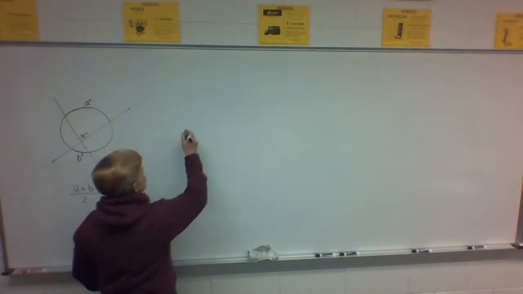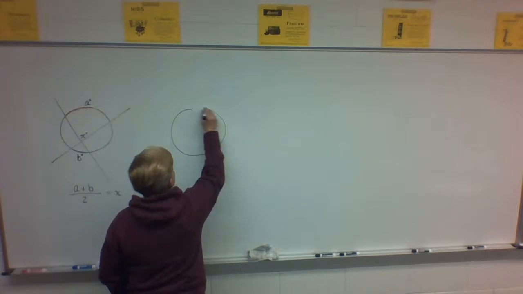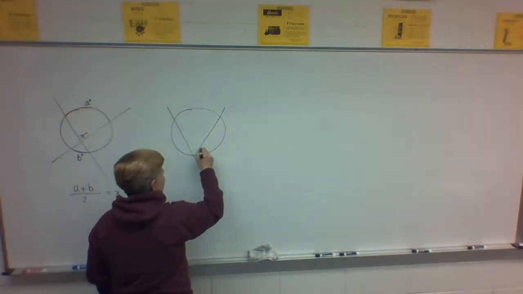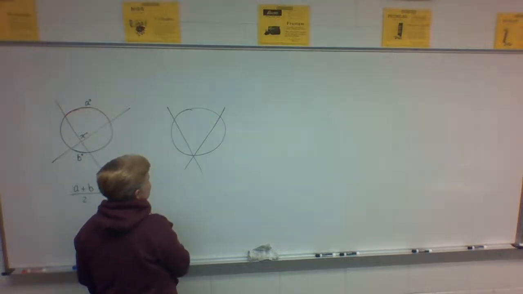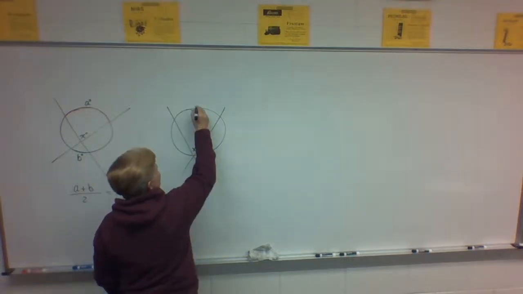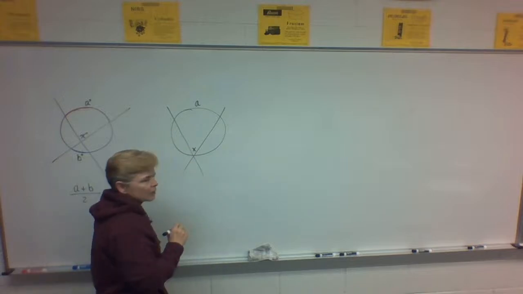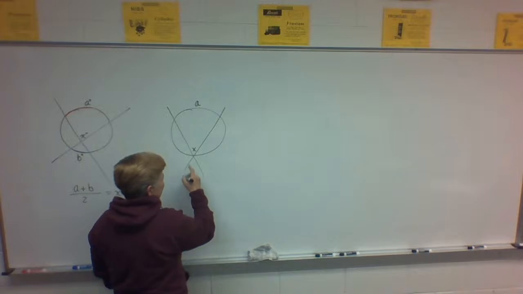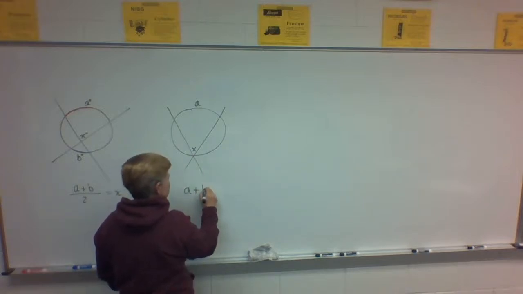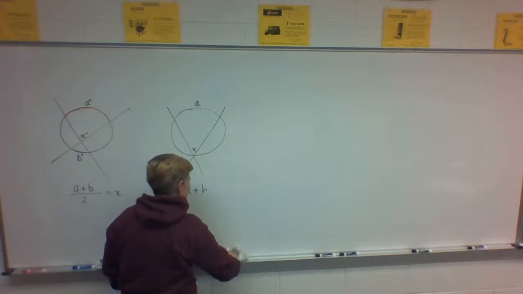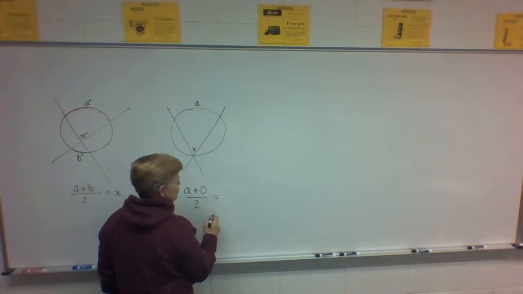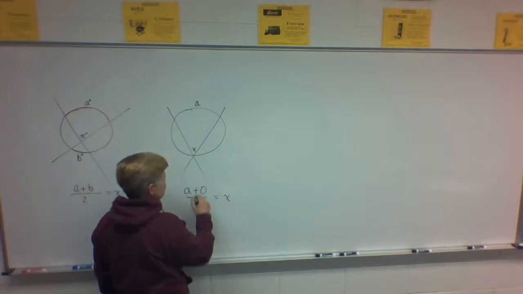So it will look like this. Still working with two secants. If I have those two secants, not exactly those, but any two secants, and they cross on the circle like that, then there is only X and only A, because B has gone to 0. But think about this. If I said, okay, B has gone to 0, then I could say A plus 0 divided by 2 equals X, because B's gone to nothing.